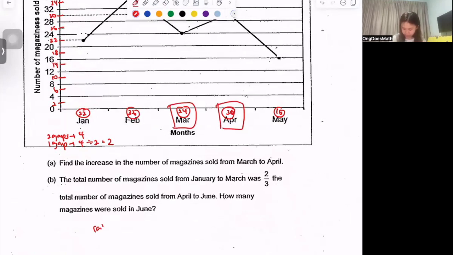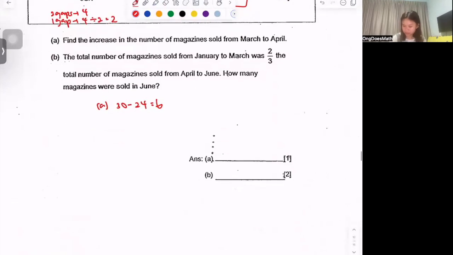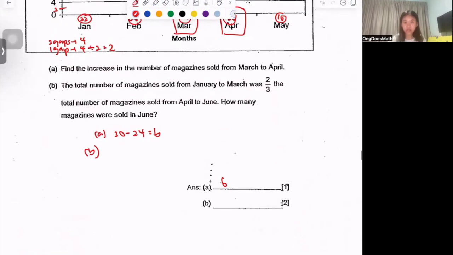So part A, what's the increase? Just 30 minus 24, which is 6 magazines. So part A answer is 6. Part B, let's study the fraction. 2 belongs from January to March. 3 belongs to April to June.